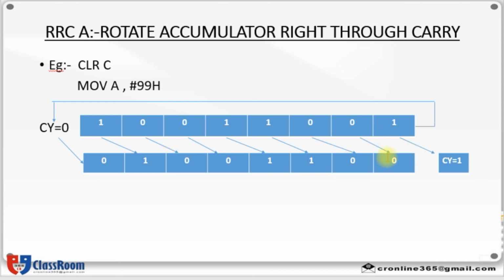After this, you can see that a value arises. That value will become the value of carry. After shifting, you can see that a bit arises here. That bit will become the value of carry. So after right rotation through carry, you will be getting the result as 0100, 1100. 0100 means 4, 1100 means C. So accumulator will be finally having the result as 4CH with a carry 1.